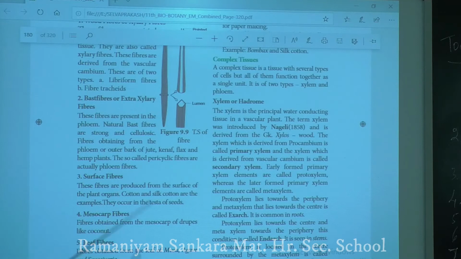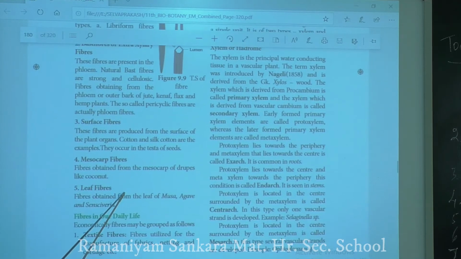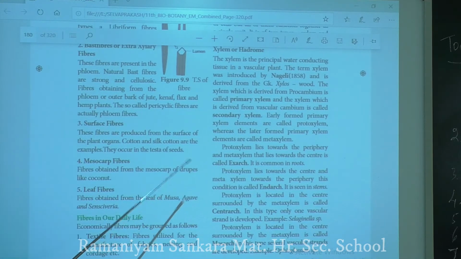Third one is surface fiber. These fibers are produced from the surface of plant organs. Cotton and silk cotton are the examples. They occur in the testa of seeds. Next one, mesocarp fibers: fibers obtained from the mesocarp region of drupes like coconut. Next one, leaf fiber: fibers obtained from the leaves of Musa, Agave and Sansevieria. So these are the five types of fibers.